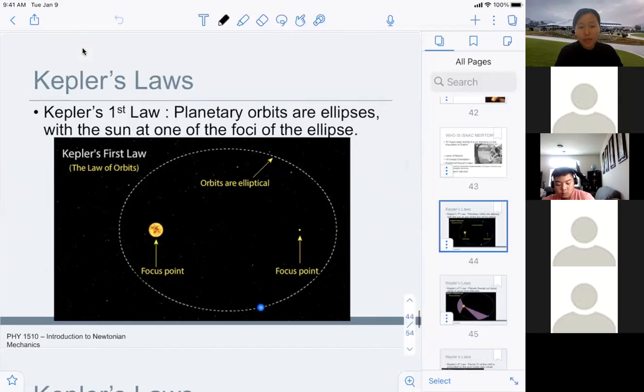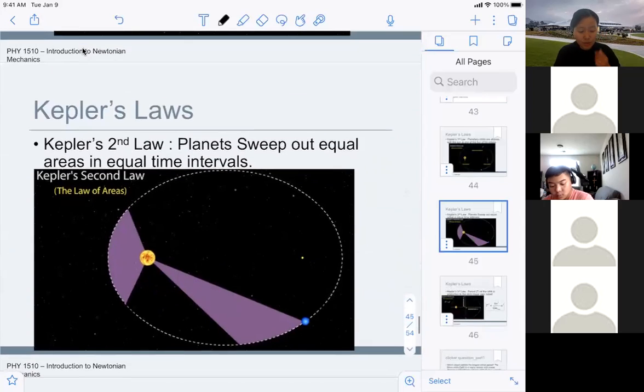So let's take a look at Kepler's laws. Kepler's first law says that the orbits of the planets are ellipses, not perfect circles. And the sun is at one of the focal points of the ellipse. So the sun is here and the planet moves along this dashed line as shown above. That's his first observation, what he found out by his observation.